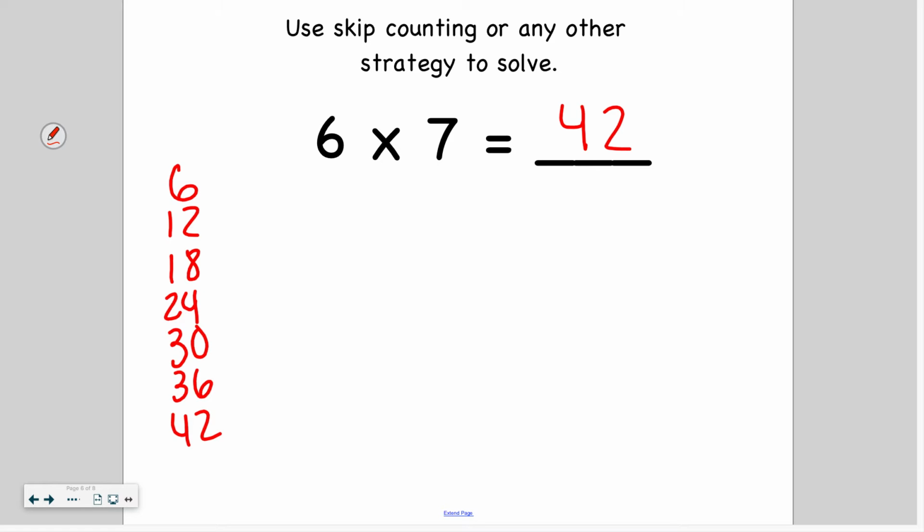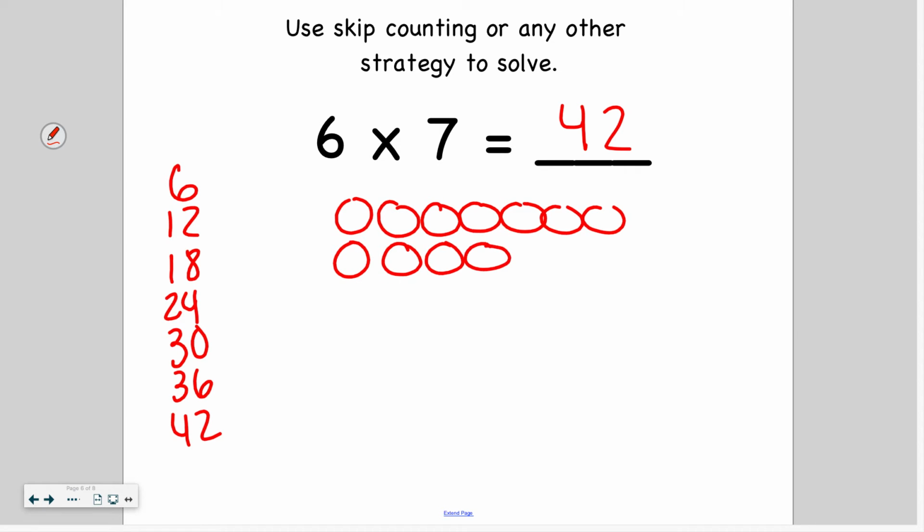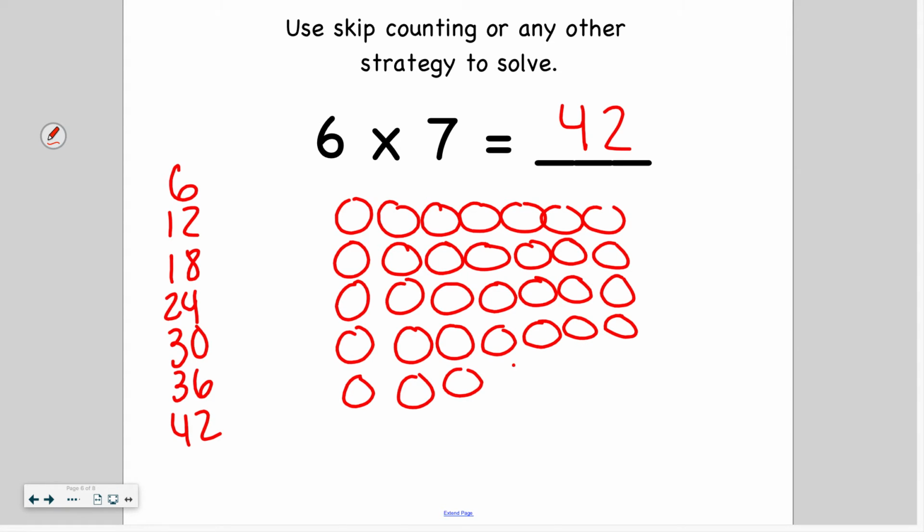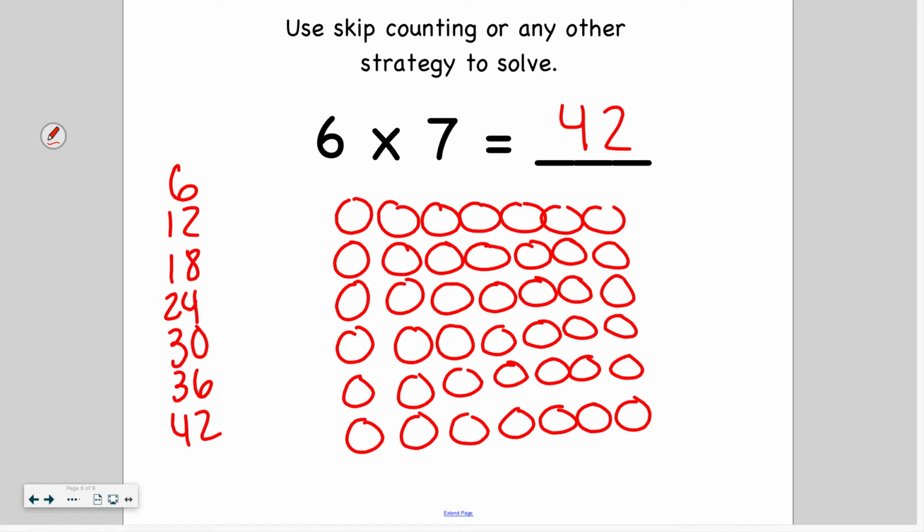But another way to do this would be to draw an array. Well, 6 times 7 is 6 groups of 7. One group of 7, 2 groups of 7 is 14. 3 groups of 7 is 21. 4 groups of 7 is 28. 5 groups of 7 is 35. And 6 groups of 7 is 42.